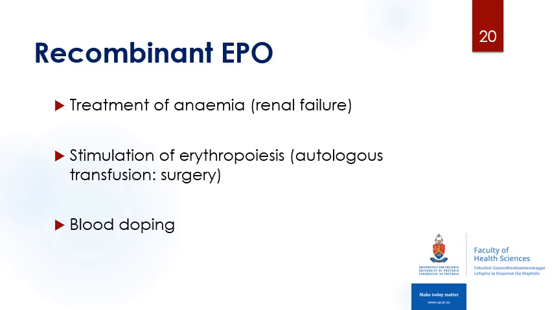Recombinant EPO has also been used for blood doping. I'm sure we've all heard of the case of Lance Armstrong. He used EPO for blood doping. This is because it will increase your red blood cell numbers, and that will increase the oxygen carrying capacity of your blood. Because you're carrying a lot more oxygen, this will delay muscle fatigue and help improve your performance. And this is why athletes might want to use recombinant EPO for blood doping to improve their performance.